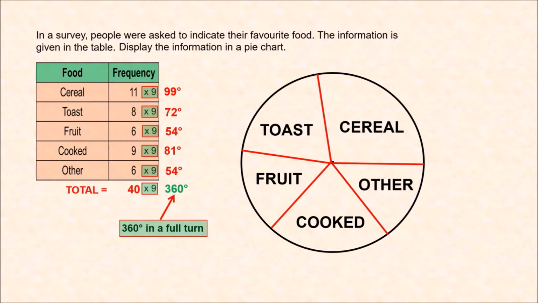And the remaining, you can measure this. This would be the other. This is 54 degrees. You can use your protractor to verify that. So this is the pie chart that represents the frequency table given in the problem. So that means in here, you see the biggest one is for the cereal, the 99 degrees.